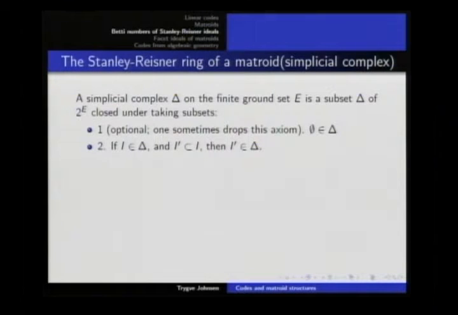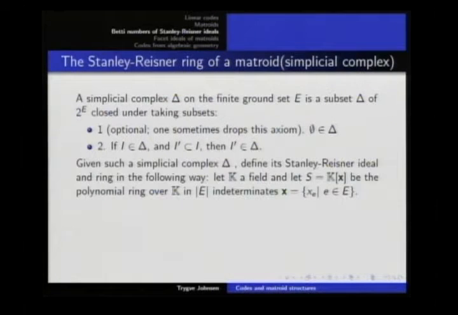Now we go to simplicial complexes. A slight change in the topic, perhaps. A simplicial complex on the finite ground set E is a bunch of subsets of E, closed under taking subsets. And I guess one often assumes that the empty set is there. At least it will be in our most interesting examples. But you see that the axioms for a simplicial complex are just a subset of the axioms for a matroid.